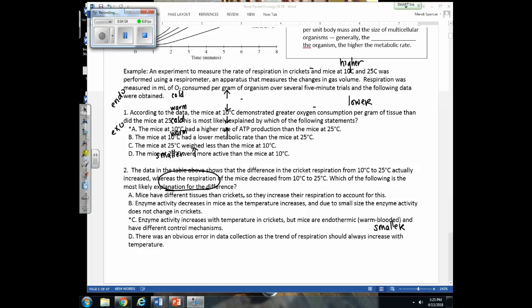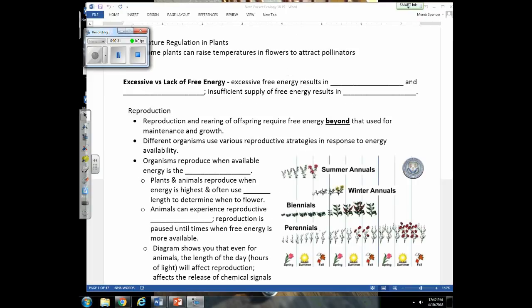Again, here are some questions related to respiration, temperature, body size, and so on. The correct answers are marked there for you, so you can take a second to look at those on your own. We've been focusing on animals using the environment or internal sources to regulate body temperature. But I do want you to note that there are some plants that can raise temperatures in different areas of the plant, like in their flowers, and they can do that to attract pollinators. So this is not something that's strictly related to animals. It can happen in plants as well.